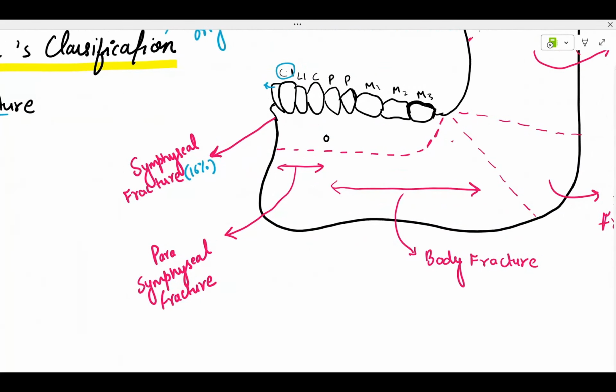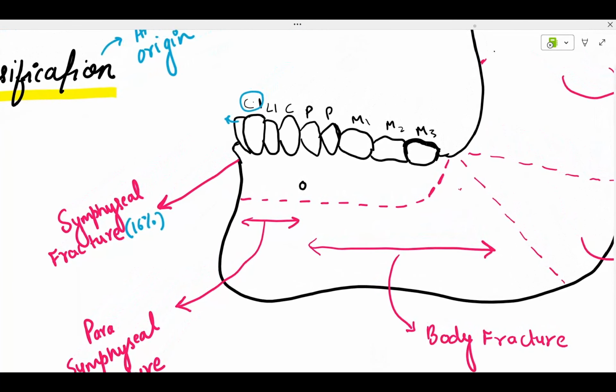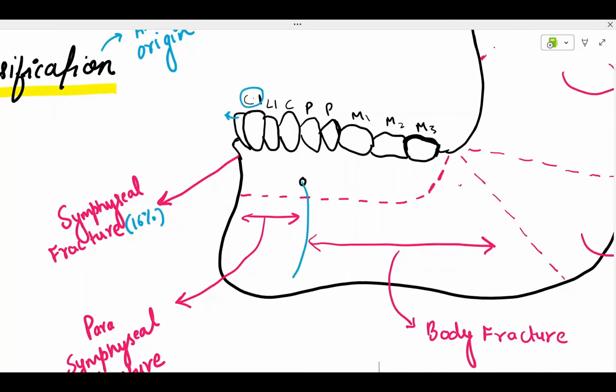Now moving ahead, this particular thing that you are seeing is called the mental foramen. It is situated between the canine and the first premolar. The parasymphyseal fractures are the fractures seen at the canine region, or basically ahead of the mental foramen. This particular area of the fracture comes under the parasymphyseal fracture.